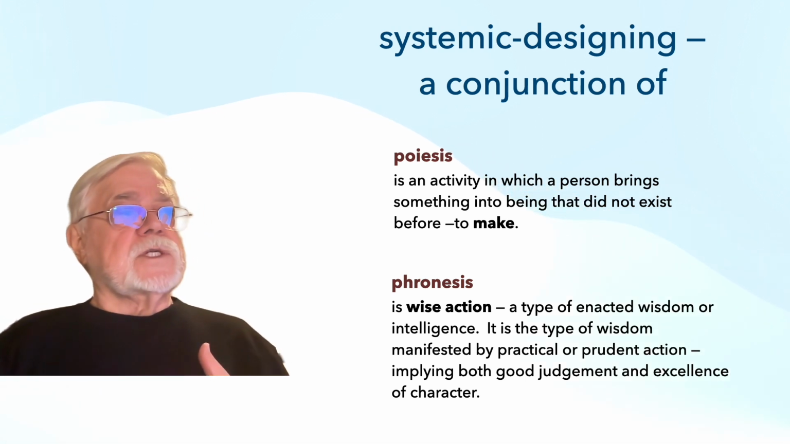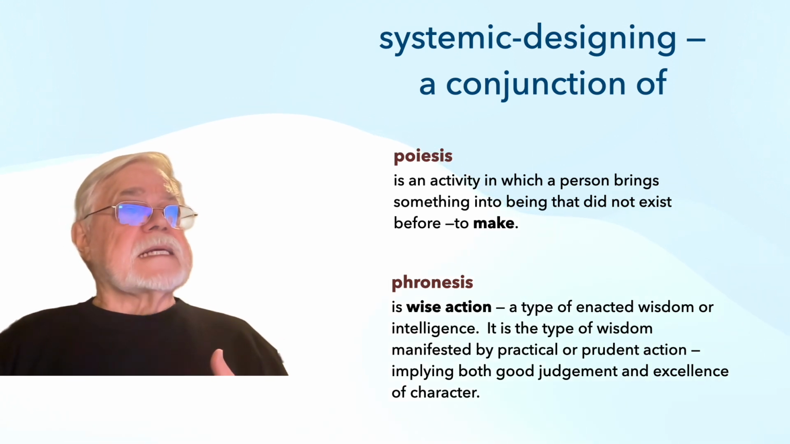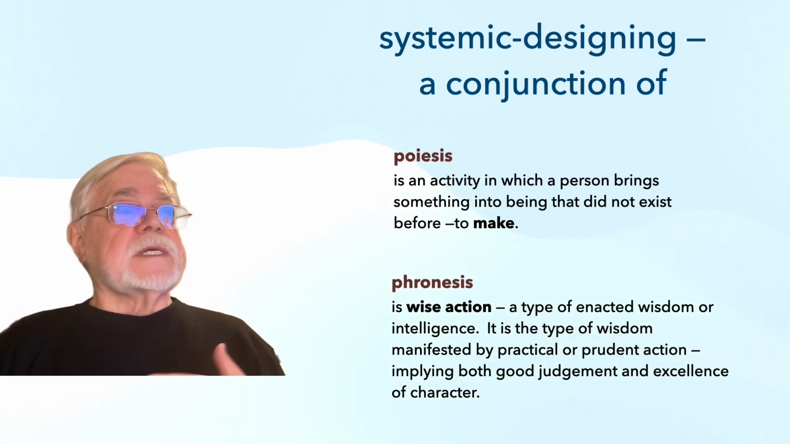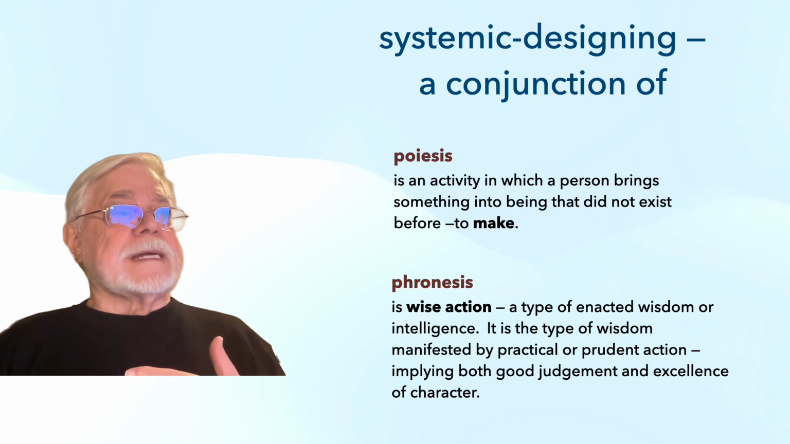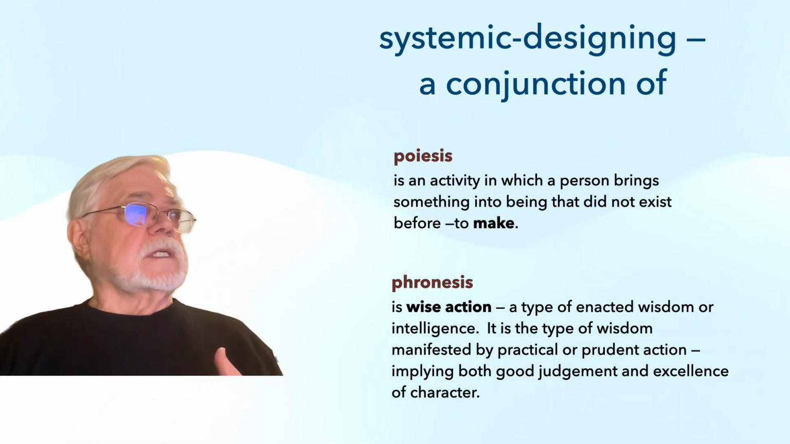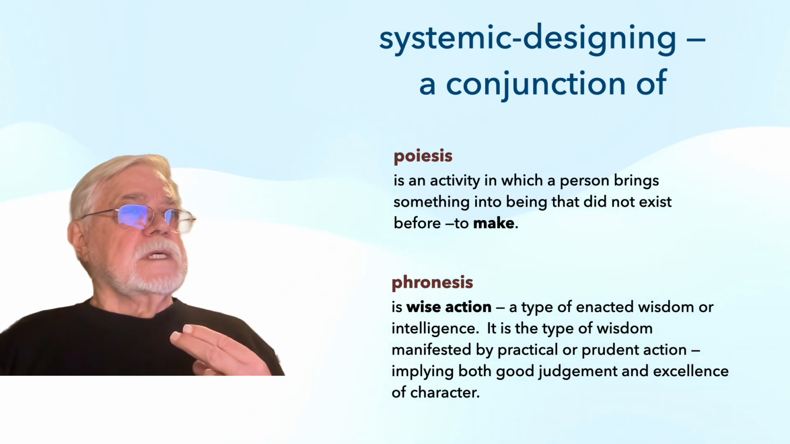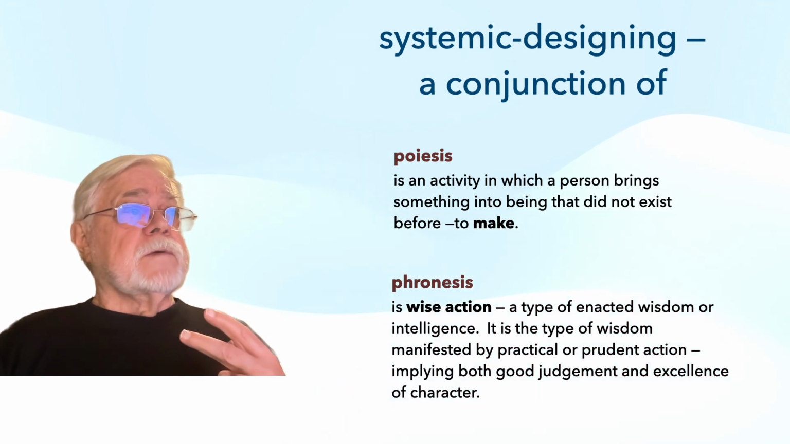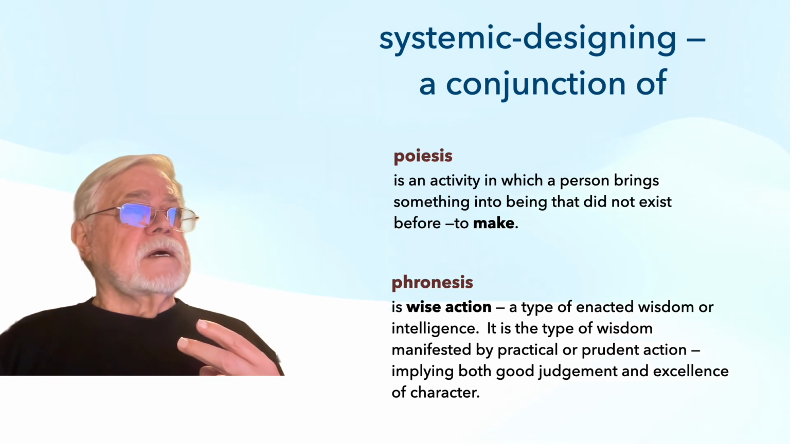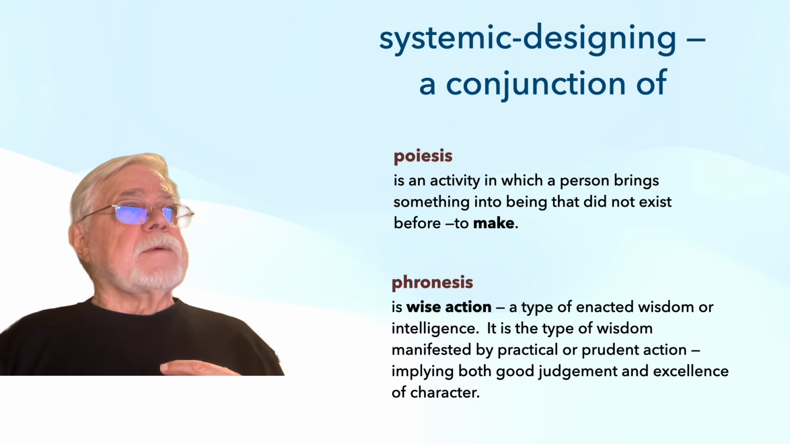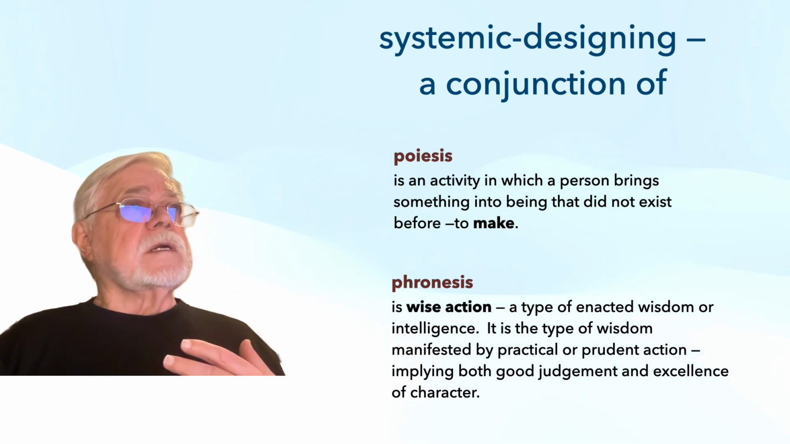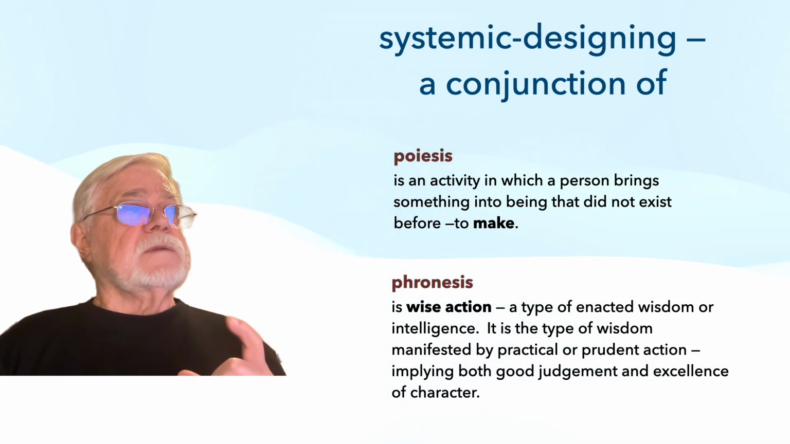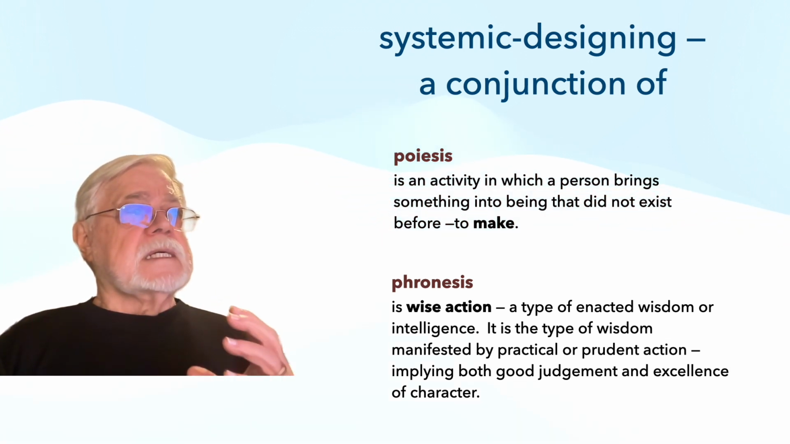The other is that poiesis is in conjunction with what's called phronesis, which is wise action. It's a type of wisdom that's practical or prudent action, and it shows good judgment and excellent character. Now, both of these terms aren't necessarily big words or academic words. They're just words for things that we don't talk about that much, that aren't so common, and that need to become more part of our conversation in order to help us understand more clearly what systemic designing is about. So these aren't just two different aspects, they're actually conjunctions of one another. So it's making and taking wise action in combination.